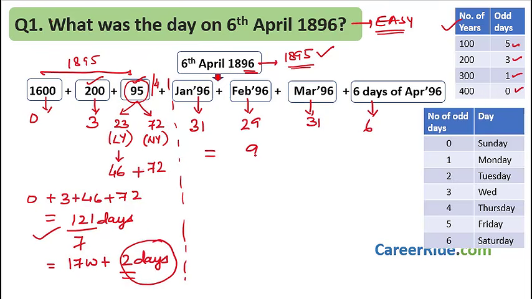68 plus 29 is 97. So this is a total of 97 days, but I am only interested in odd days here. So can I find out how many odd days are there? To do that, I'll divide it by 7, right? What do I get? I get 13 weeks plus 6 days, and these are the odd days that I get, right? 6 odd days, and I am only interested in odd days.